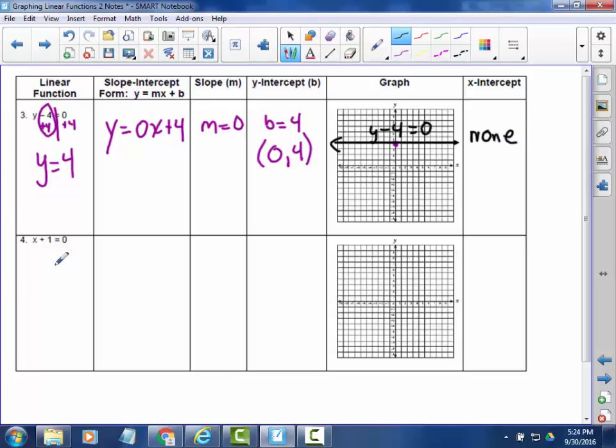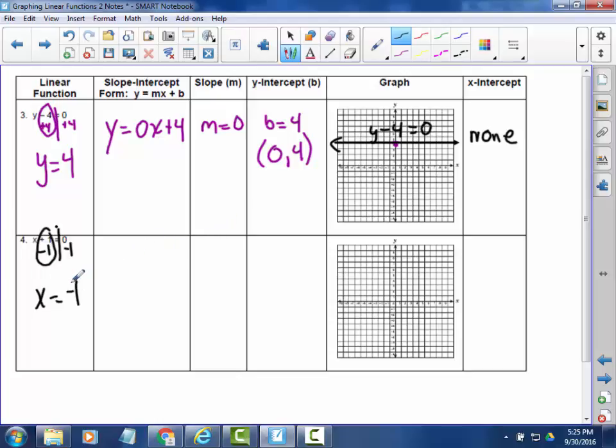All right, let's take a look at one more. X plus 1 equals 0. Okay, strictly speaking, this won't go into slope-intercept form because there's no y. So we can't have y equals mx plus b without a y. But what we can do is manipulate the equation for graphing purposes and get the x by itself. So we're going to subtract the 1 from both sides, and we have that x equals negative 1.